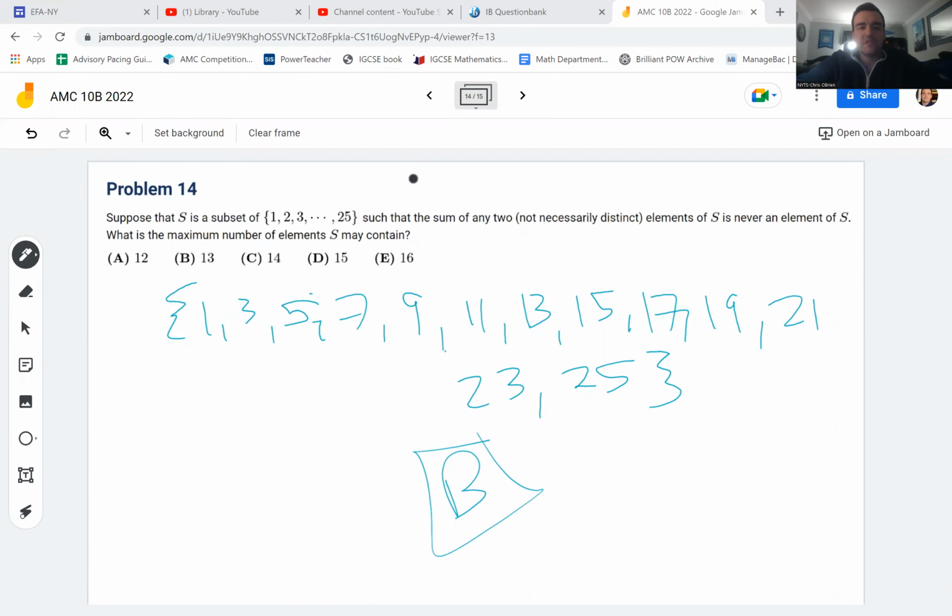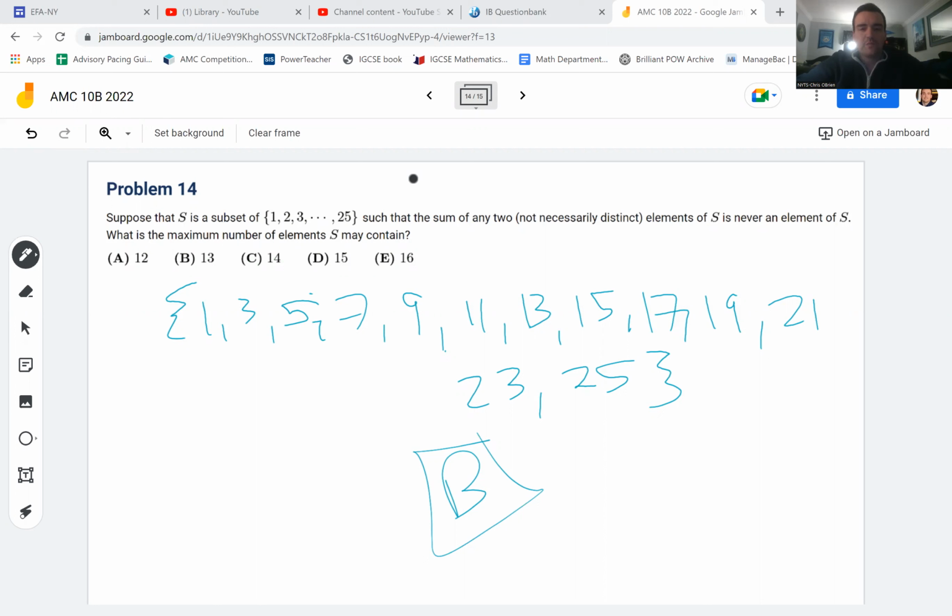Suppose that S is a subset of {1, 2, 3, ..., 25}, such that the sum of any two, not necessarily distinct, elements of S is never an element of S. What is the maximum number of elements S may contain? This one's really tricky, and I got stuck on this for a while. I probably took the longest so far with this problem.